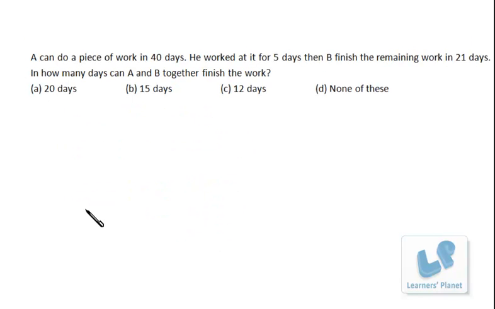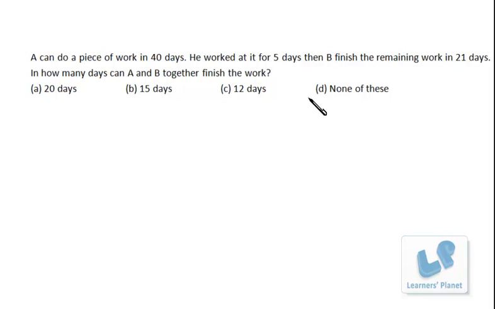Now let's try this question. A can do a piece of work in 40 days. He worked at it for 5 days. Then B finished the remaining work in 21 days. In how many days can A and B together finish the work? Friends, I would just suggest try the problem on your own, then match your solution with mine. A can do a piece of work in 40 days and he is working for 5 days.